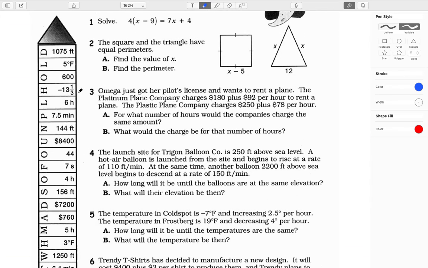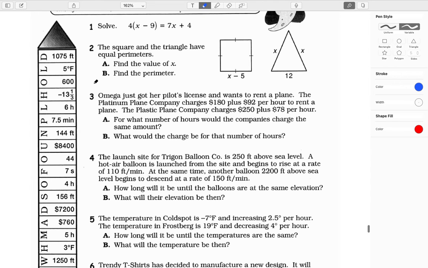okay, so let's start with number 3. So Omega just got her pilot's license and wants to rent a plane. The Platinum Plane Company charges $180 plus $92 per hour, and the Plastic Company charges $250 plus $78 per hour. So the question is, for what number of hours would the company charge the same amount? And letter B, what will be the charge for that number of hours?